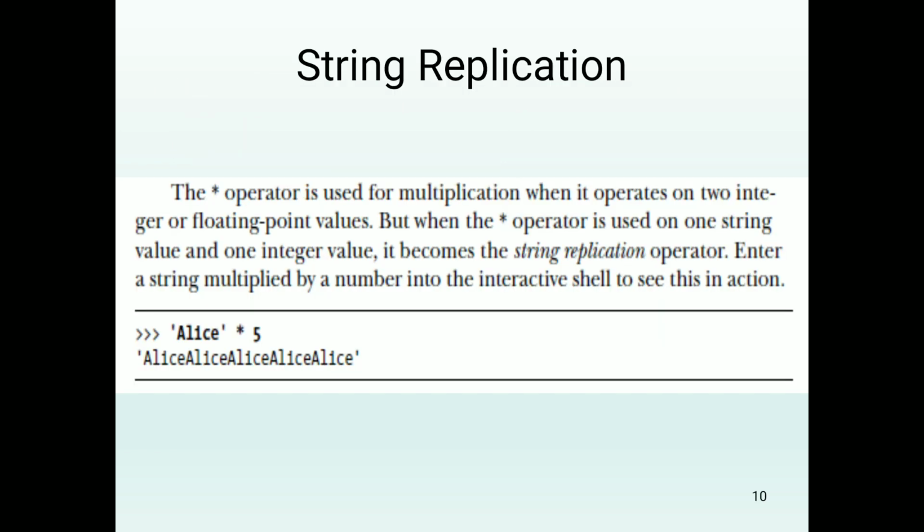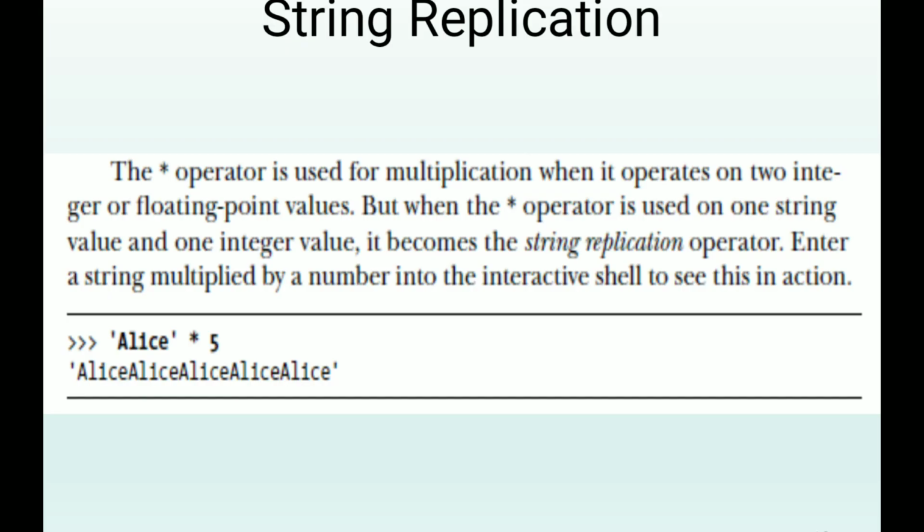And the next one is string replication. Replication means multiply. Okay, if you want to multiply a string value several number of times, then we can use the asterisk operator, that is the star operator. The star operator is used for multiplication when it operates on two integer or floating point values, but when the star operator is used on one string value and one integer value, it becomes the string replication operator. Enter the string multiplied by the number into the interactive cell to see this in action.